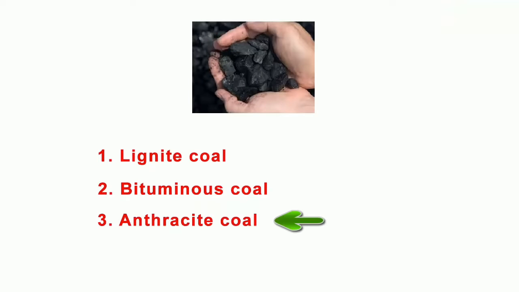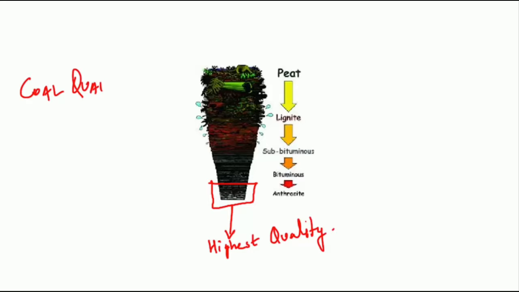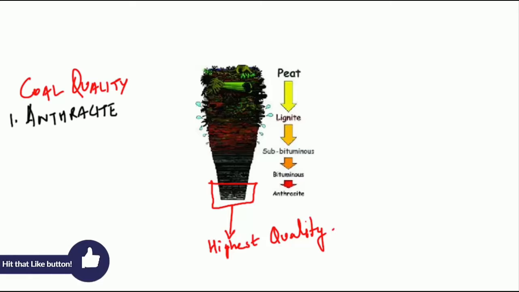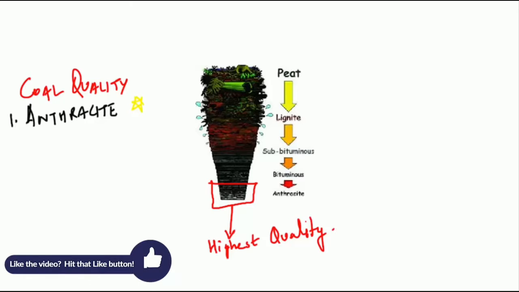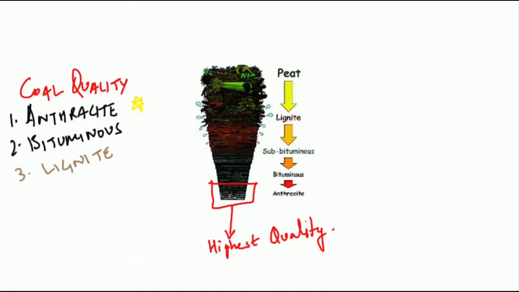And the third type of coal is called anthracite. Now this is the highest quality of hard coal you can ever find. So if we were to put all the types of coal in order with respect to quality, then the number one place goes to anthracite because this is the highest quality of coal. The second one goes to bituminous coal, and the last one is lignite, which is low-grade brown coal.